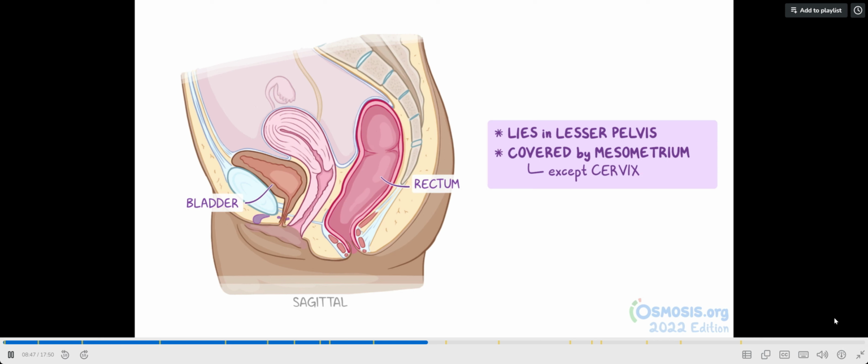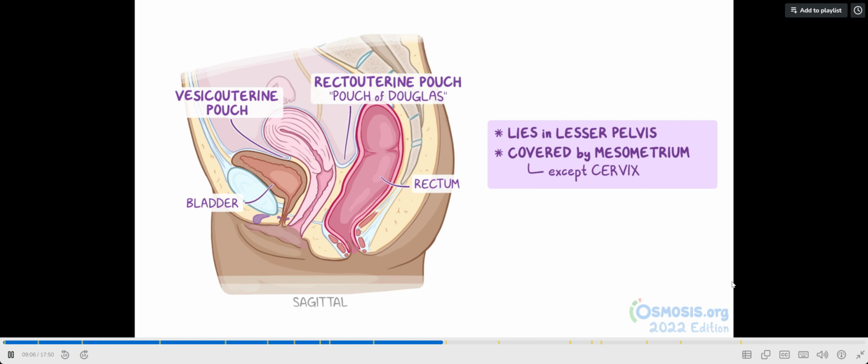Anteriorly, the peritoneum reflects from the uterus onto the superior surface of the bladder, forming the vesico-uterine pouch. Posteriorly, the peritoneum reflects from the body of the uterus and the supravaginal part of the cervix onto the anterior surface of the rectum, forming the recto-uterine pouch or pouch of Douglas.